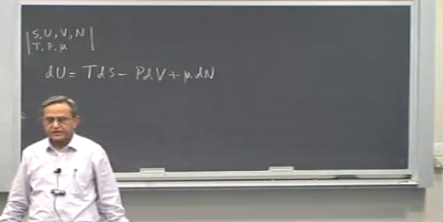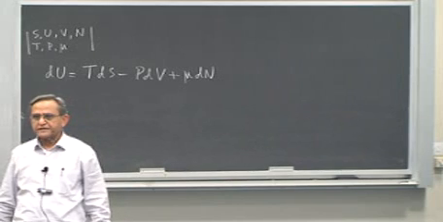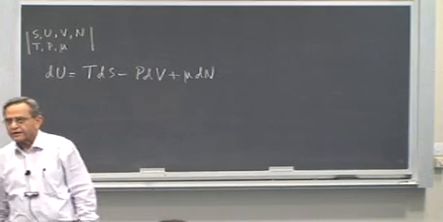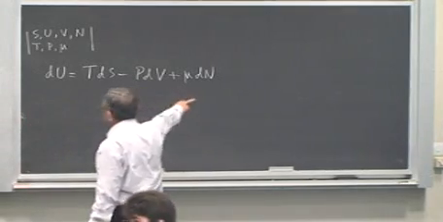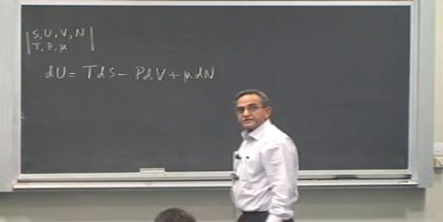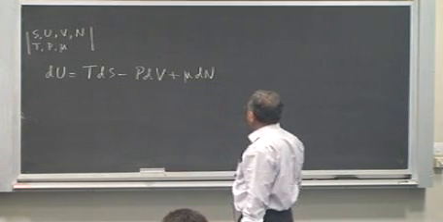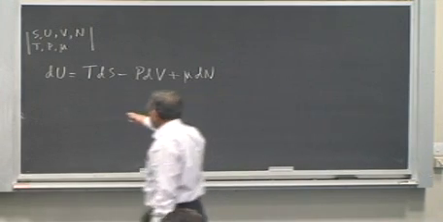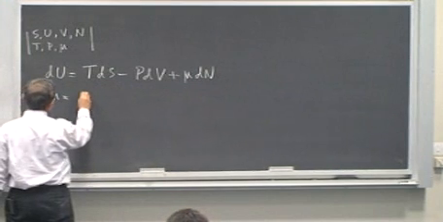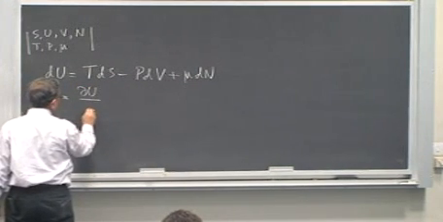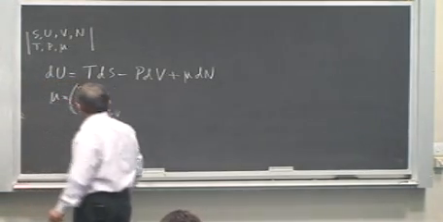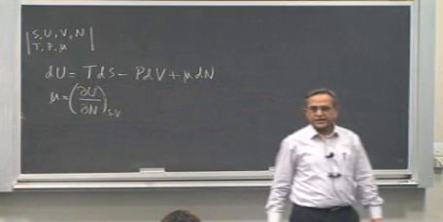Energy units, absolutely right. N is dimensionless, so mu has units of energy. Okay, because in this equation the dimension of every term is energy. Because of this, we know that mu can be written as the partial differential of u with respect to n, in the situation when entropy and volume are kept constant.